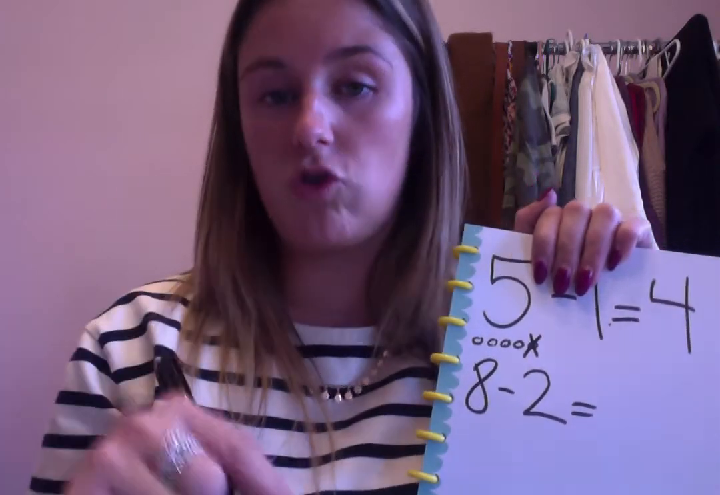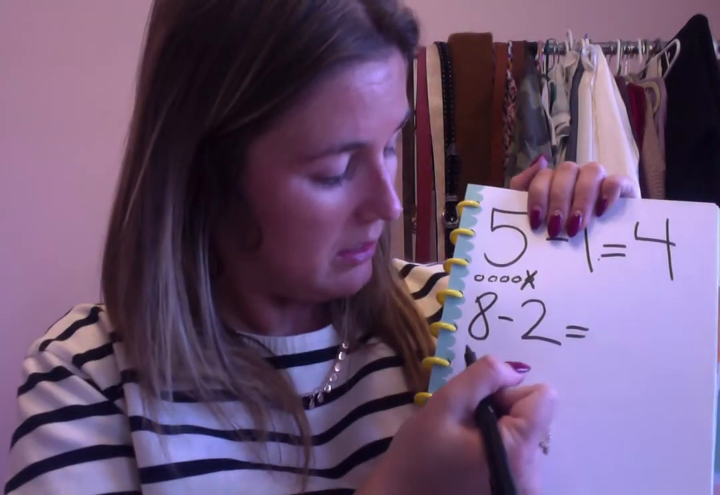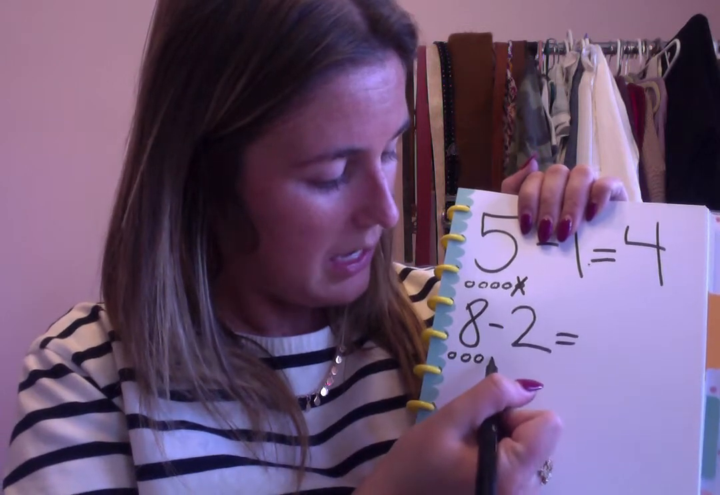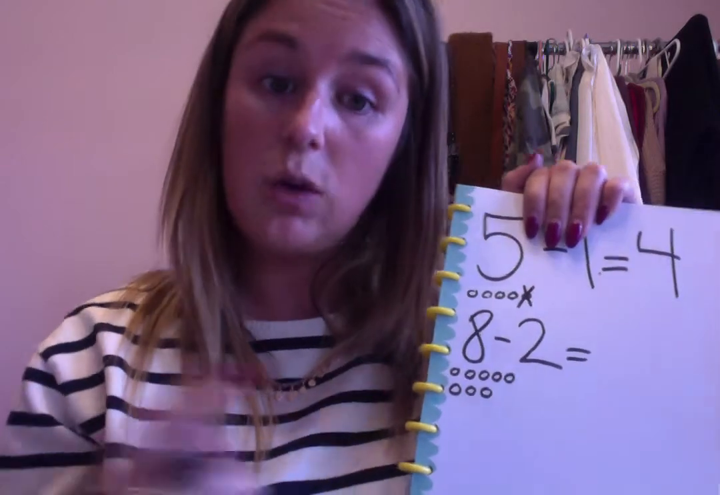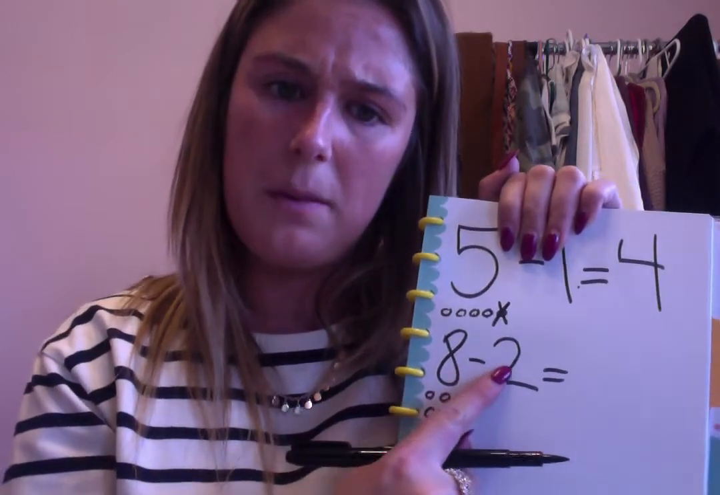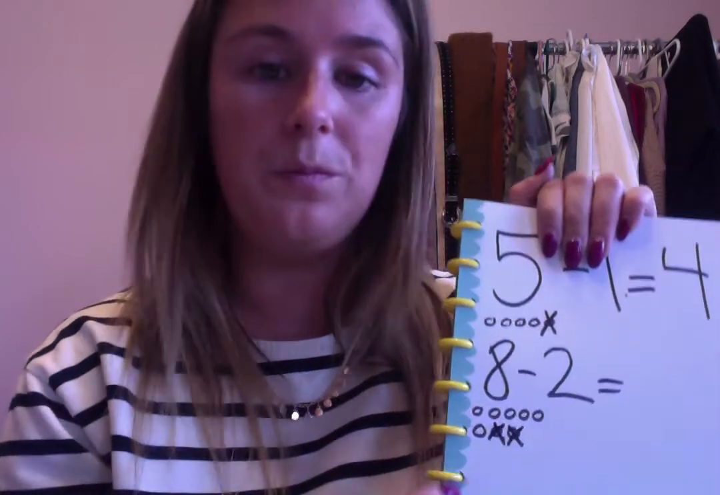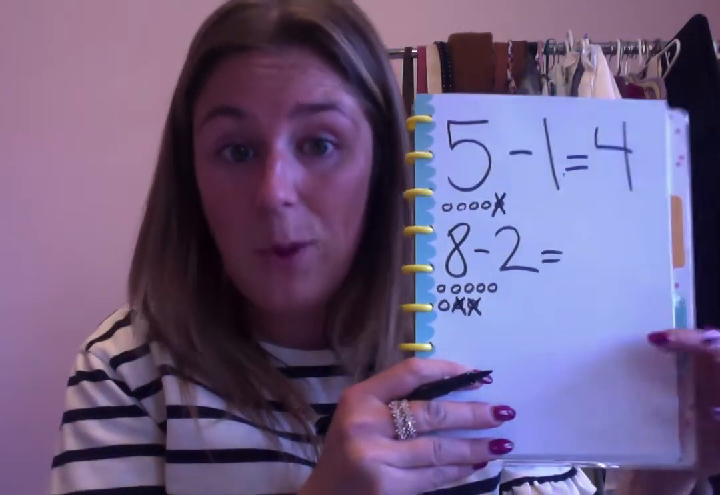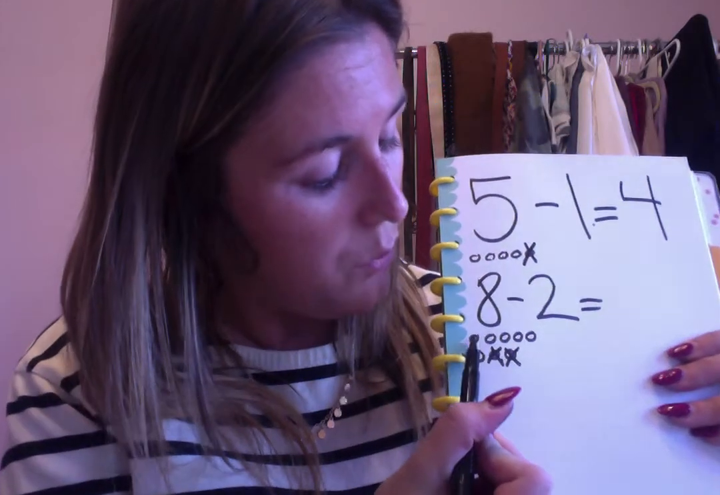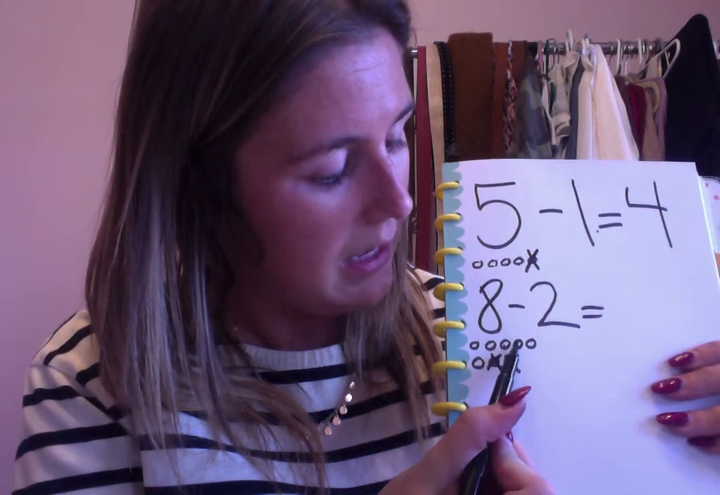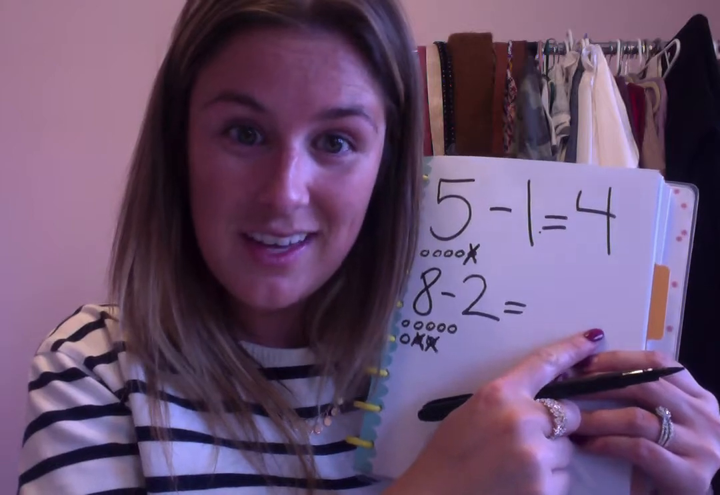Take a minute and think. How many circles am I going to draw? How many am I starting out with? I'm starting out with 8. 1, 2, 3, 4, 5, 6, 7, 8. So I'm starting with 8. And then how many am I going to take away from 8? What's my next number? I'm going to cross off 2. So I'm going to go 1, 2. And now to get my difference, I have to count up what I have left. So let's do that together. Ready? 1, 2, 3, 4, 5, 6. So what's my difference? My difference is 6.